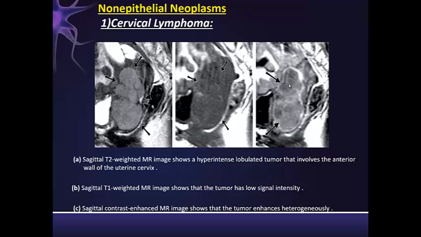We have other non-epithelial neoplastic lesions that can arise from the cervix. If you find a large fleshy mass, you should think of lymphoma. Lymphoma can come everywhere. So this is a large lobulated fleshy mass replacing the cervix. We should think of lymphoma.